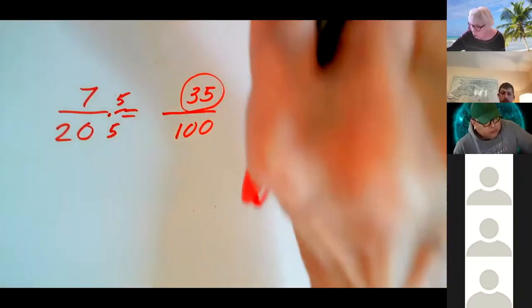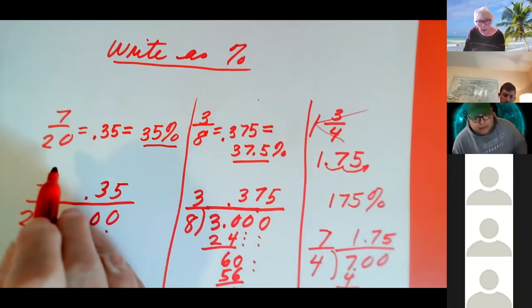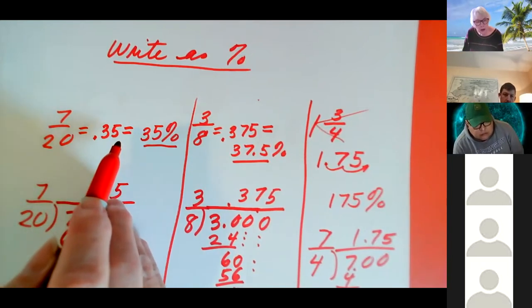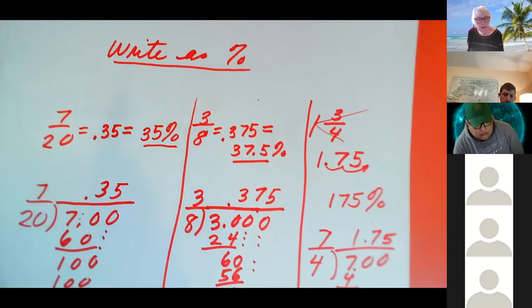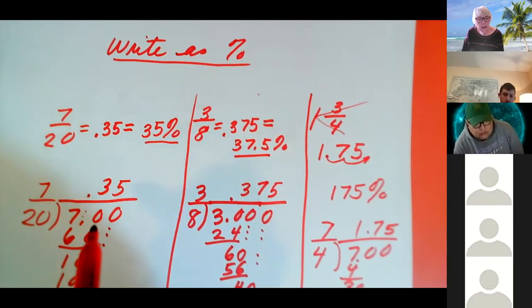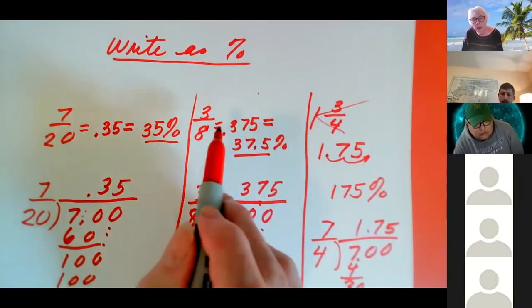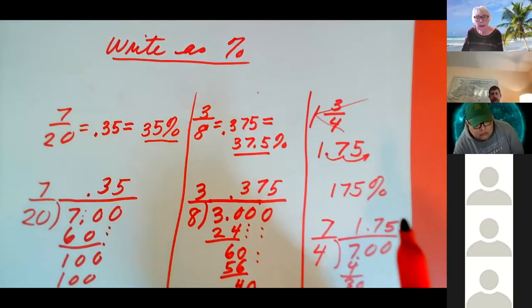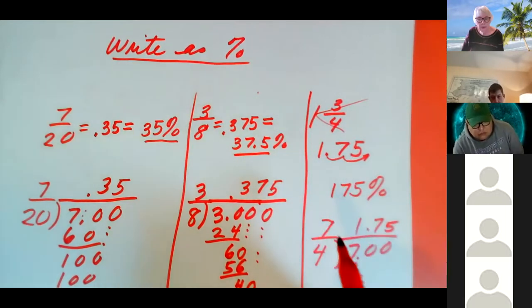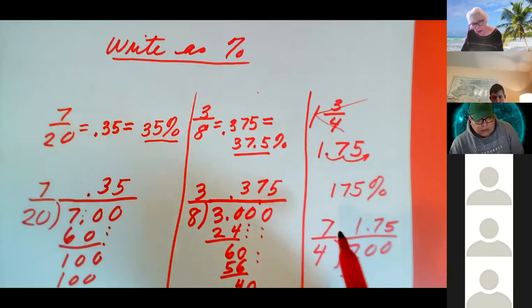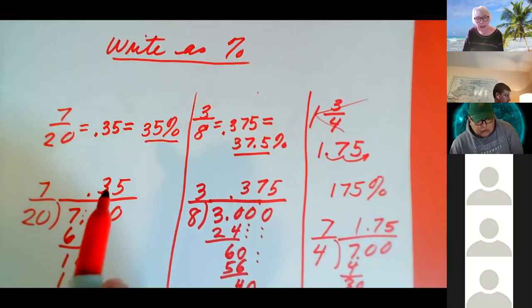This only works with this problem because the 20 could easily be converted into 100. And so that would have been a shortcut. But this method will work on problems like this, where 8 does not go into 100 nicely. I don't know about this one. This is sort of weird. But this method will work every time, dividing it out, making a decimal.